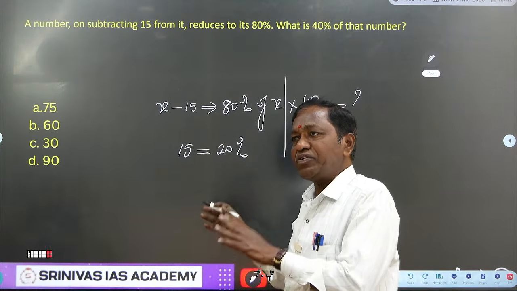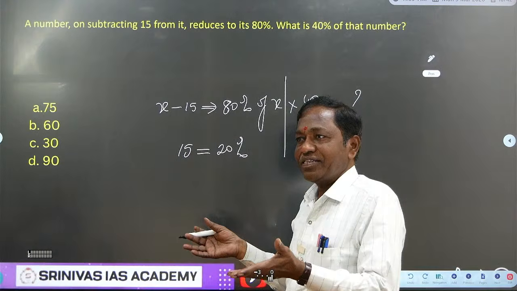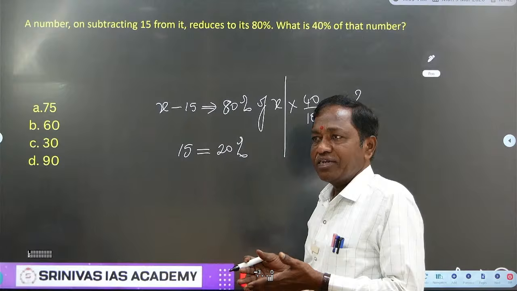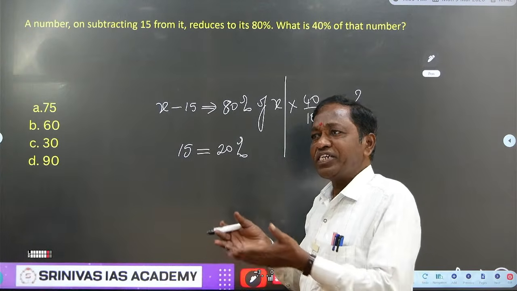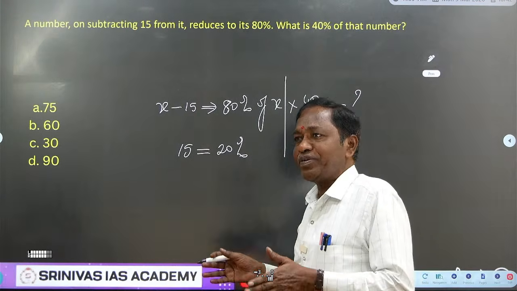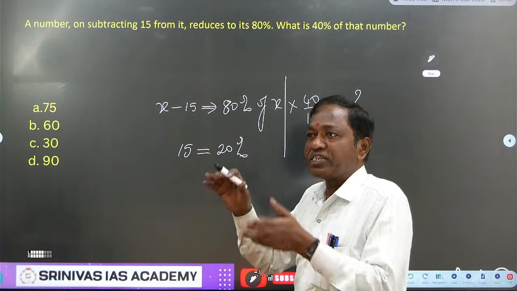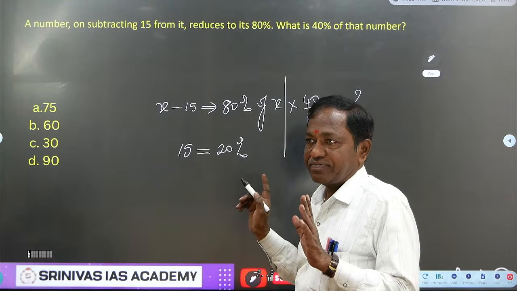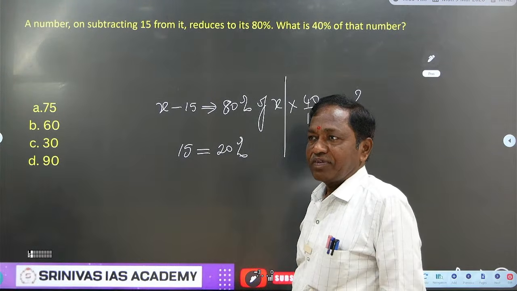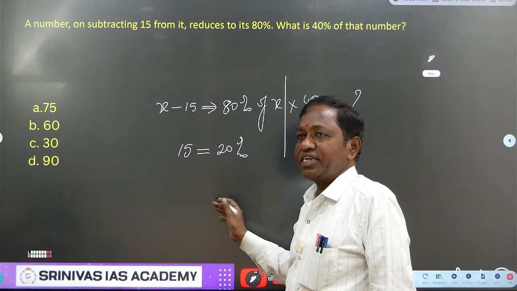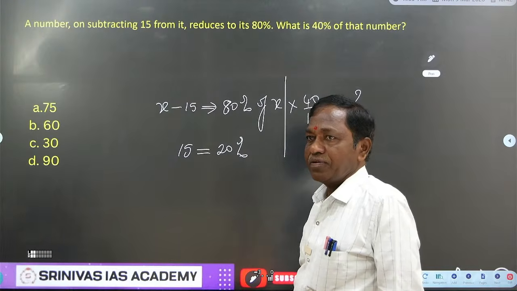80% means the original number can be 100%. That is reduced to 80%. How much is reduced? When the number is 100%, reduced to 80%, how much is reduced? That is 20%. When is that possible? When 15 is subtracted from that number. So 15 is equal to 20%. Reduced number is 15. Reduced percentage is 20. LHS equal to RHS.